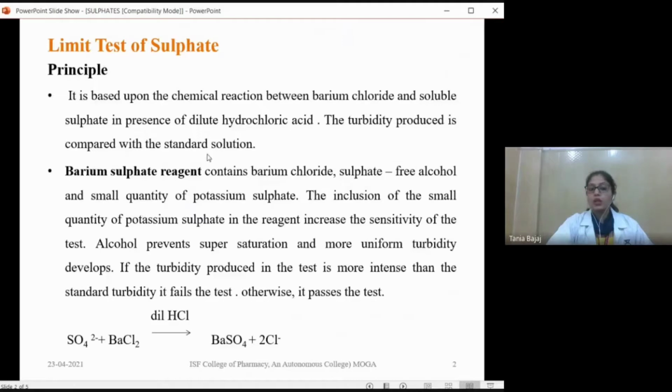How to prepare and what does the barium sulfate reagent contain? Let's see. It contains barium chloride, sulfate-free alcohol and a small quantity of potassium sulfate. The inclusion of the small quantity of potassium sulfate in the reagent increases the sensitivity of this test. Alcohol is added because it prevents supersaturation and more uniform turbidity gets developed. If the turbidity produced in the test is more intense than the standard turbidity, it fails the test, otherwise it passes the test. The formation of the reagent is shown here in the reaction.